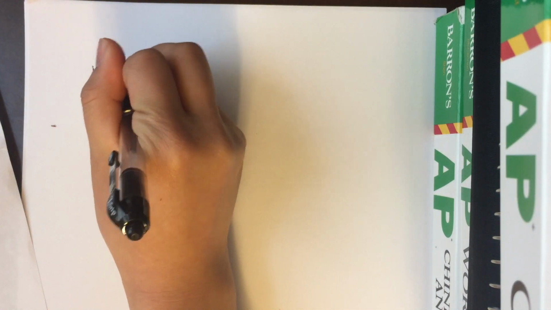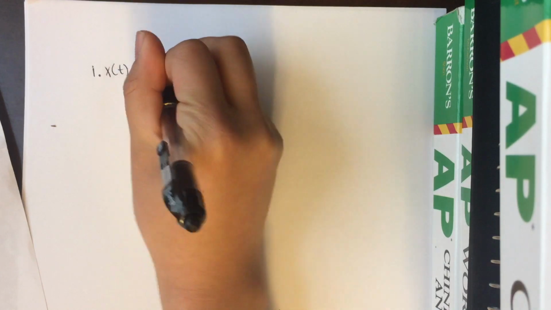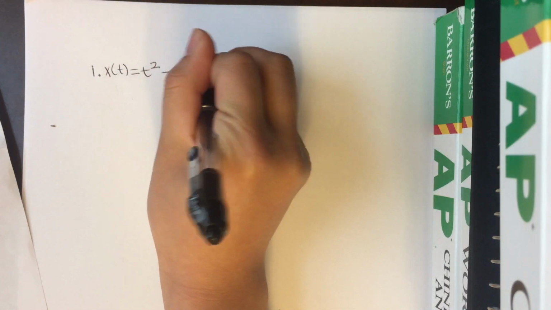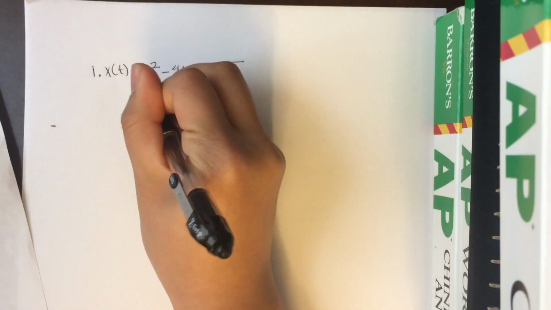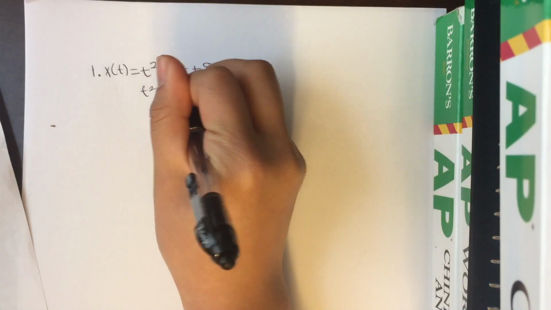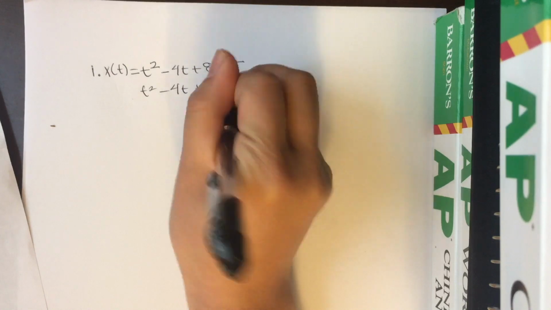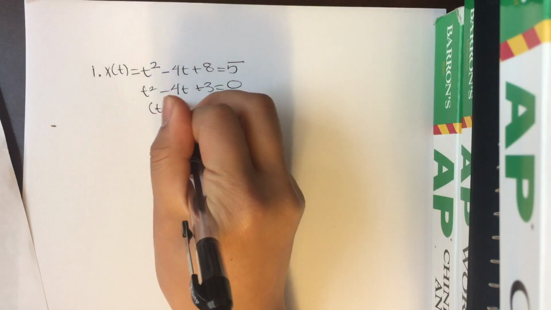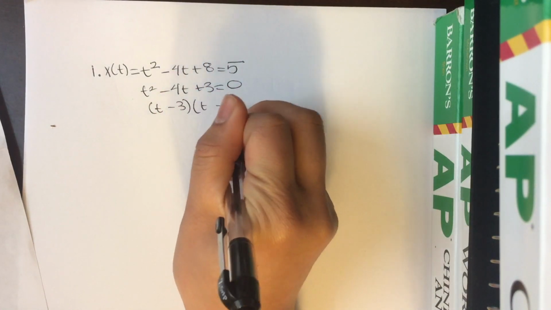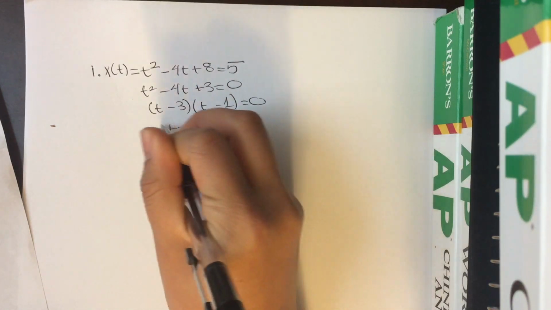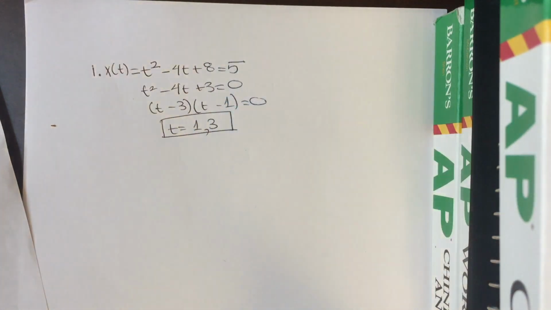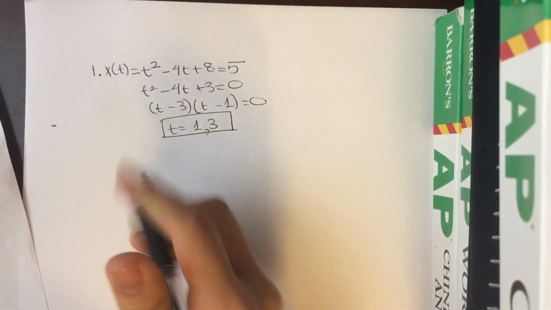So x of t equals t squared minus 4t plus 8. We just set that equal to 5. And this is very, very basic algebra. We just move the 5 over: t squared minus 4t plus 3 equals 0. Factor it out, t minus 3 times t minus 1. And t equals 1 and 3 seconds when x equals 5. Very easy. Now we can move on to part 2.